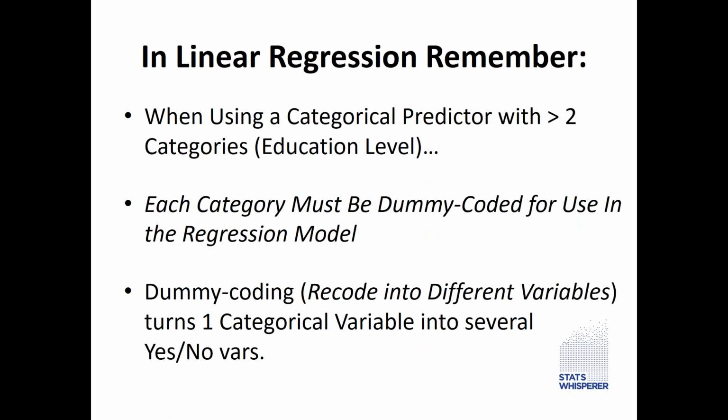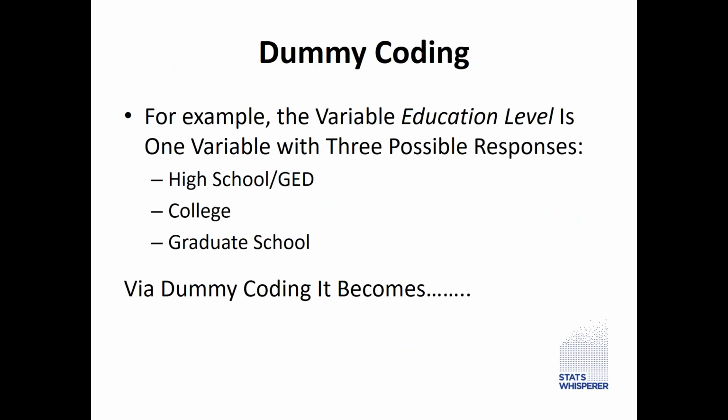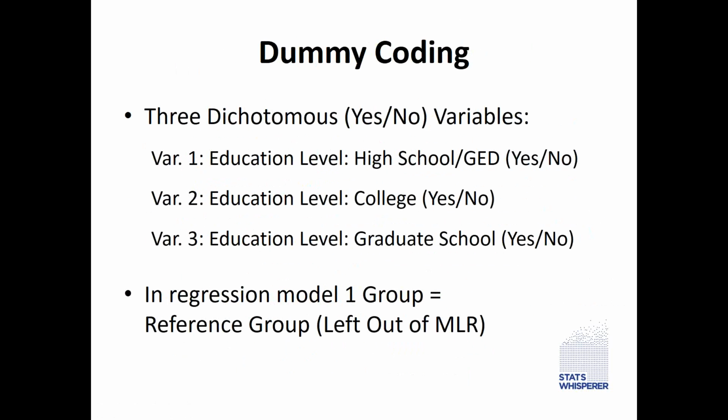So the three categories become three separate variables, each with a yes/no response. And as a reminder, that's done with the recode into different variables function in SPSS. So if we take our education level and we have our categories, high school GED, college, and graduate school, via dummy coding we get three dichotomous yes/no variables. So education level, high school, yes/no, education level, college, yes/no, and education level, graduate school, yes/no.